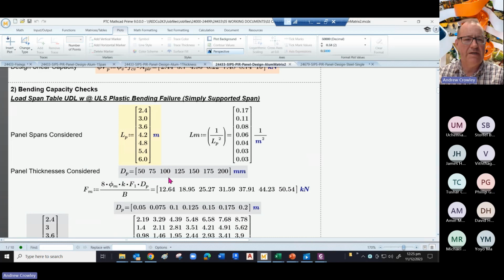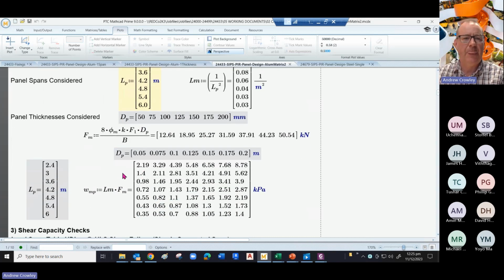So we start with bending, and again, you're looking at the familiar bending equation turned on its head. You see what the force is, and then you take out the span dependent part of that and put that separately.